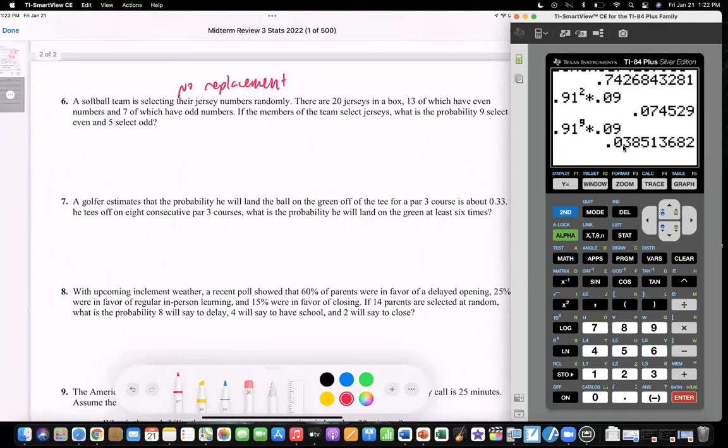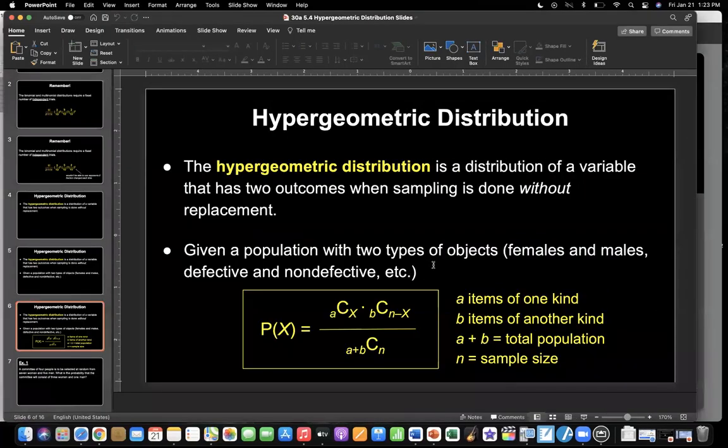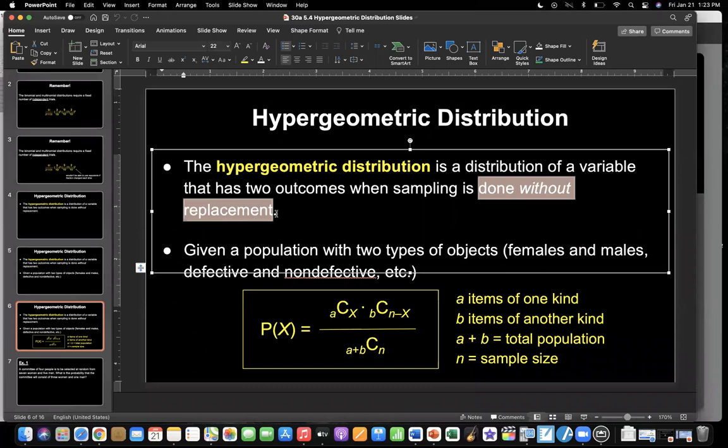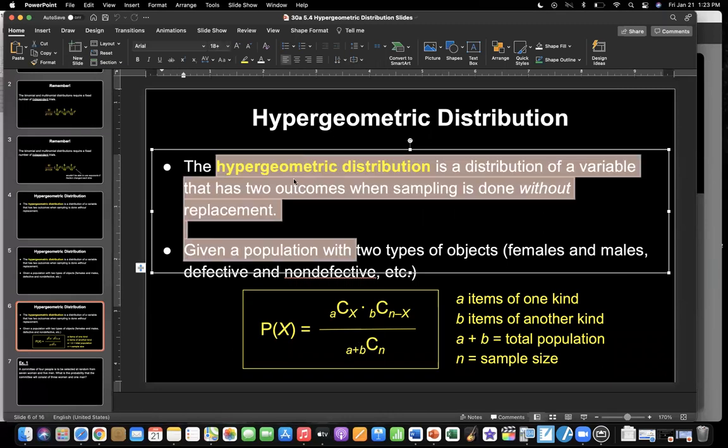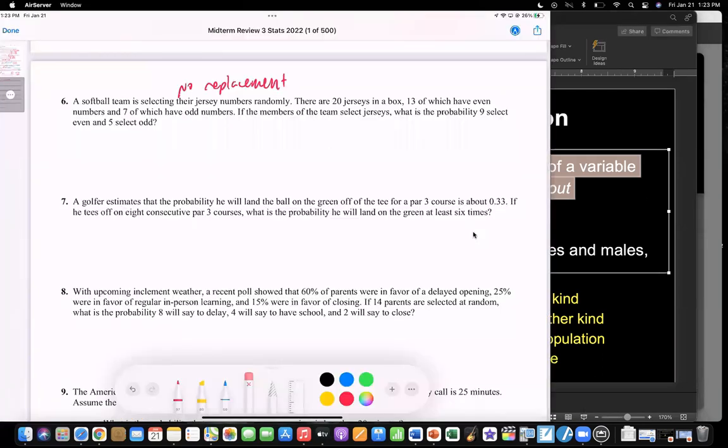So for our no replacement, that's our hypergeometric distribution. This is when it's done without replacement. Basically, when we have 2 populations, in this case even number jerseys and odd number jerseys, we can split those up and then always divide by the total, because that's what probability is: what we want over the total. This is our formula for the only one we know when we don't have replacement. So here we're going to do the hypergeometric.